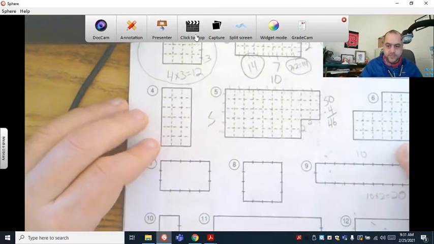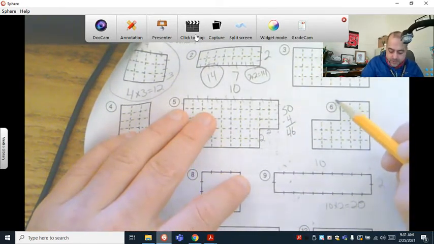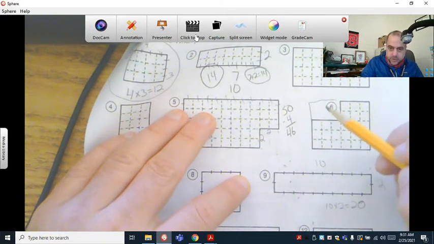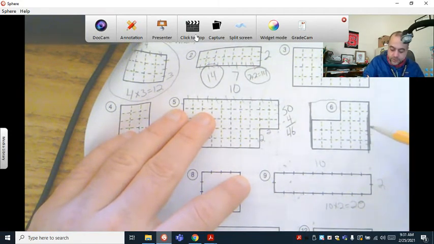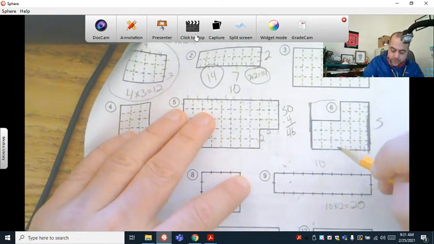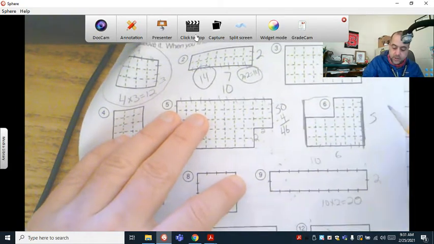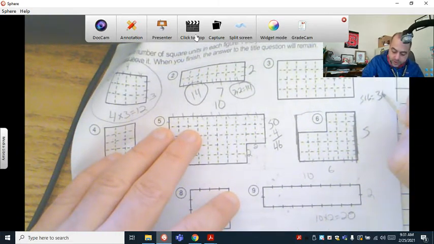Like, let's do this one. Let's pretend it's filled in. So how tall would it be if it was filled in? Well, this side would have to match this side, right? So this is 1, 2, 3, 4, 5. And let's see how long this would be. 1, 2, 3, 4, 5, 6. So this whole piece, if this was filled in, would be 5 times 6 equals 30.